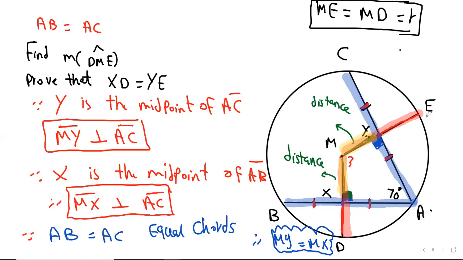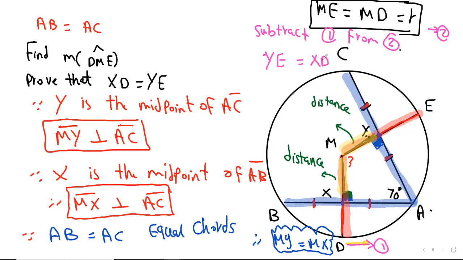So because ME equals MD and MY equals MX, we can write 1 and here's 2. Subtract 1 from 2. You will end up with YE equals XD.